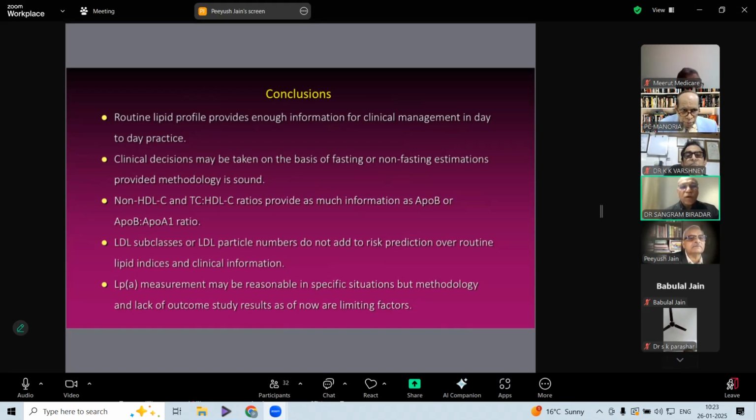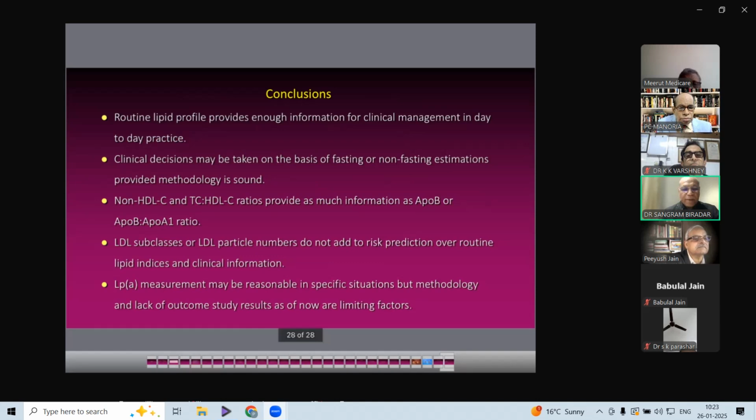Thank you, sir, for your wonderful comprehensive discussion. So what is the importance of regularly doing LPA? Do we have to do LPA regularly, or?